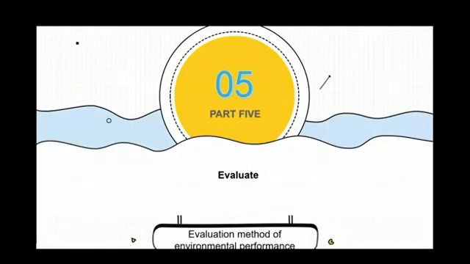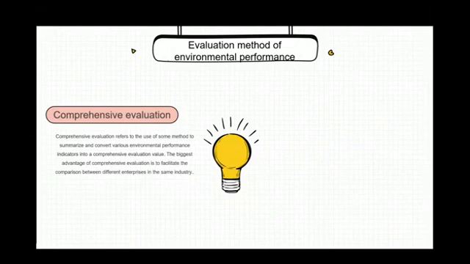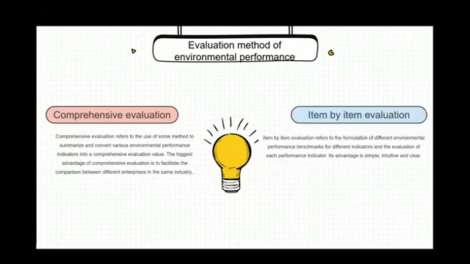The fifth part is the evaluation. Comprehensive evaluation is a method of simultaneously evaluating multiple indicators and multiple units in a systematic and standardized way, which is called the comprehensive evaluation method.